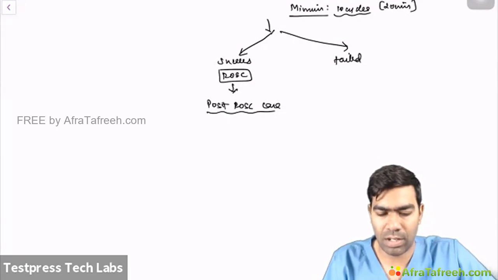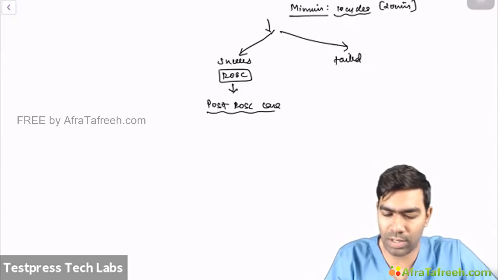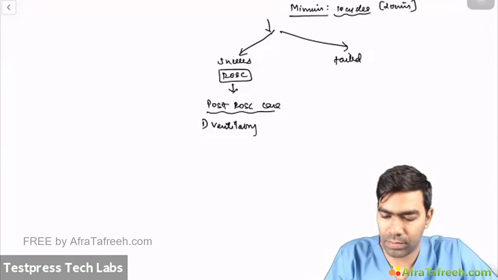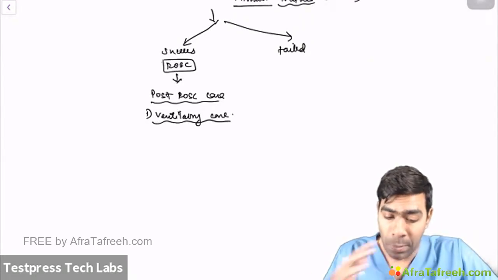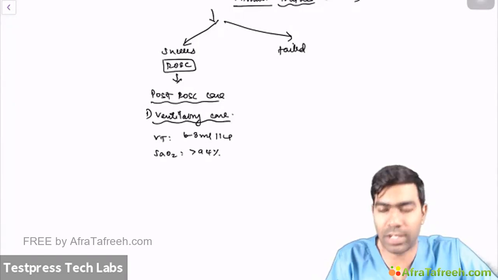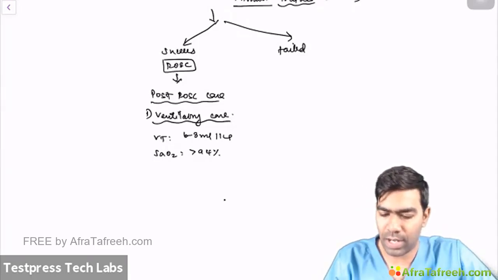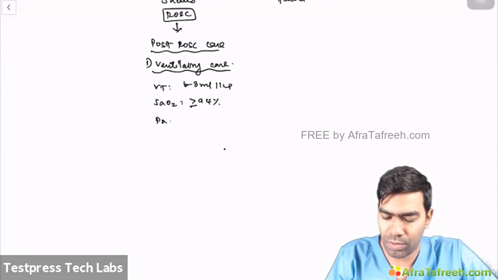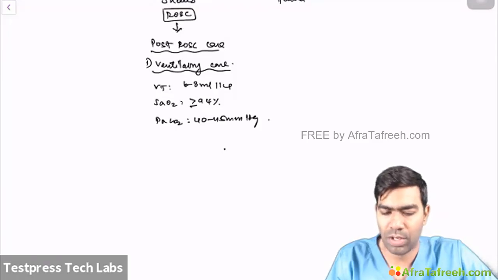In that setting, I'll be using a ventilator. Of course, the patient will be on a ventilator, so I have to go for some advanced ventilatory care. As far as the ventilatory care is concerned, my tidal volume will be set at approximately 6 to 8 mL per kilogram. Usually my saturation target is more than 94, which I need to know. And apart from that, I can set a PaCO2 of approximately 40 to 45 millimeters of mercury. Based on this, I have to do some ventilation.